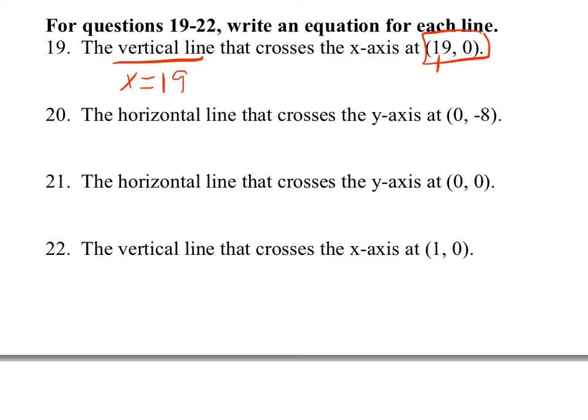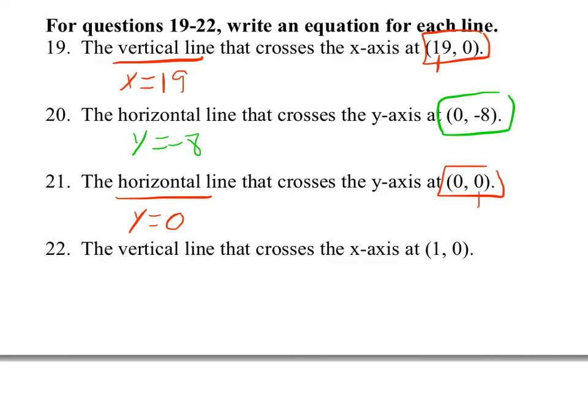A horizontal line, however, is of the form y equals. And if it goes through this point, it must have the y value, so negative 8. Next question, horizontal line. Horizontal line is of the form y equals. If it goes through this point, it must have the same y value. And here's your y value. Just as up here, my y value was negative 8, and up here my y value was 19.